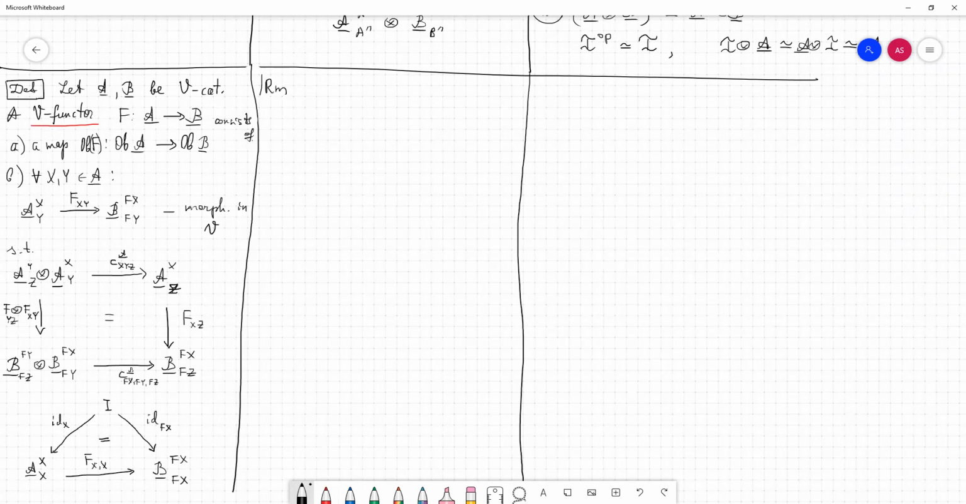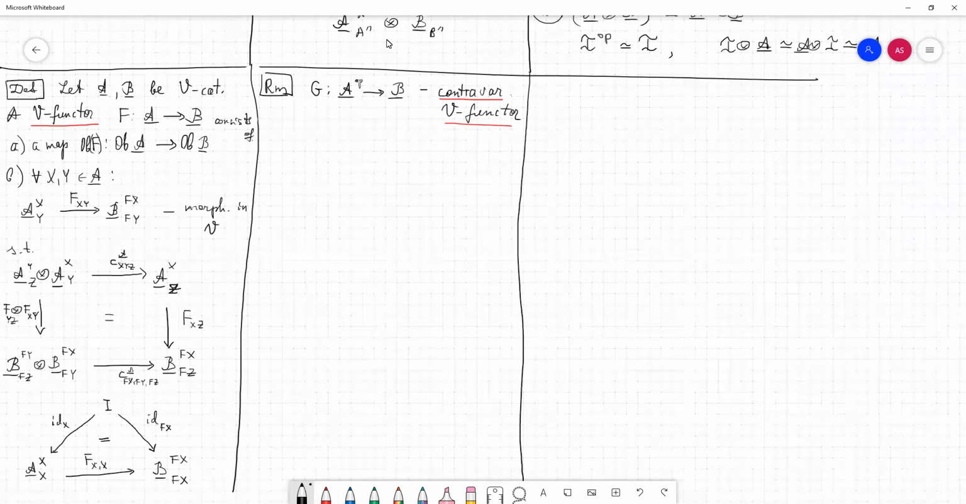Remark. A functor G from A op to B is called a contravariant V functor. As I said in lecture number 1, the rectangle on the left will become a pentagon. You can check it yourself. The braiding will appear just because of the multiplication in category A op.